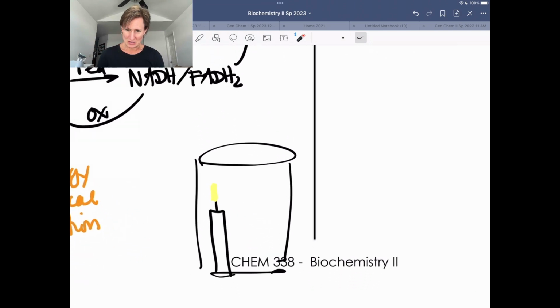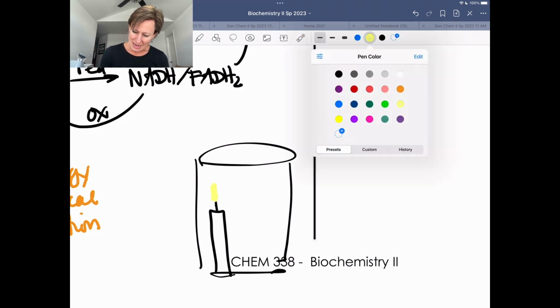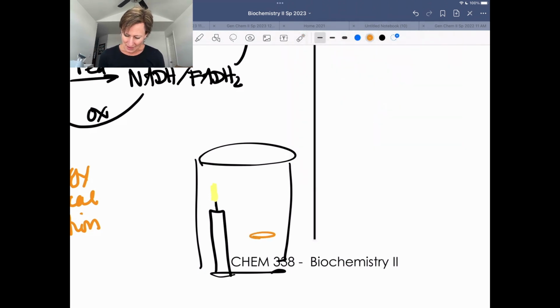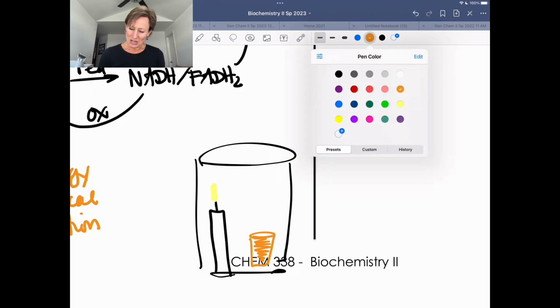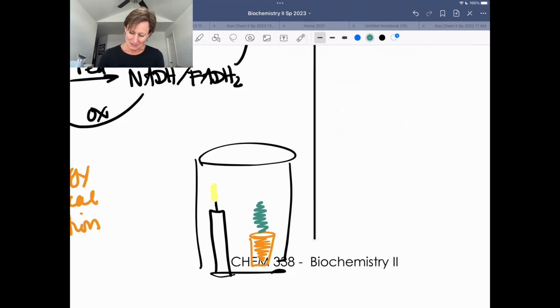Second part of the experiment is we're going to keep that same extinguished candle in this beaker that's overturned, and we're going to let it sit in there with a plant. So I'm going to have, let me draw a better little plant there. Okay, we've got a little plant there. Wait a little while, and then go back in and you will be able to relight the candle.